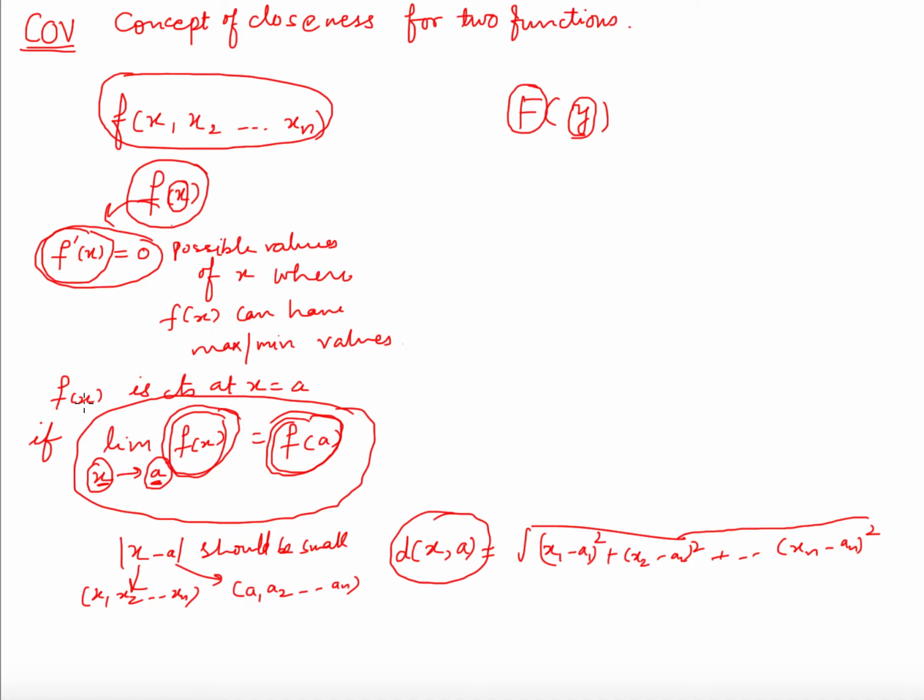So when you deal with functions, you know the meaning of smallness. You know the meaning of closeness of two numbers x and a, whether they are one-dimensional, three-dimensional or four-dimensional vectors. You have this concept of Euclidean distance, and you say that two numbers or two vectors are close if the Euclidean distance is small.